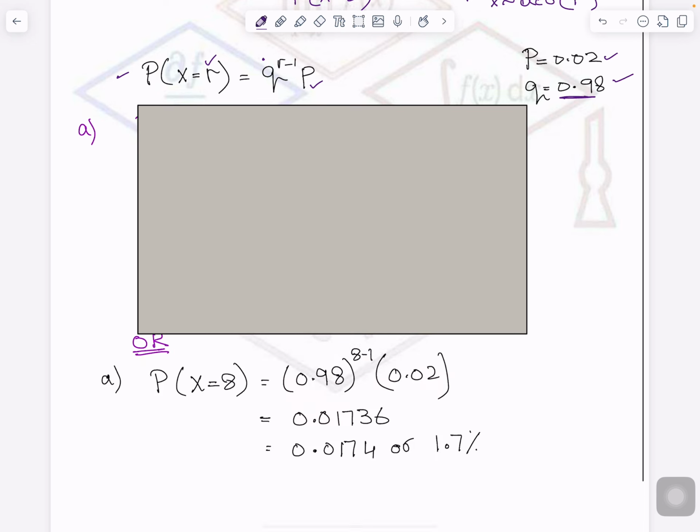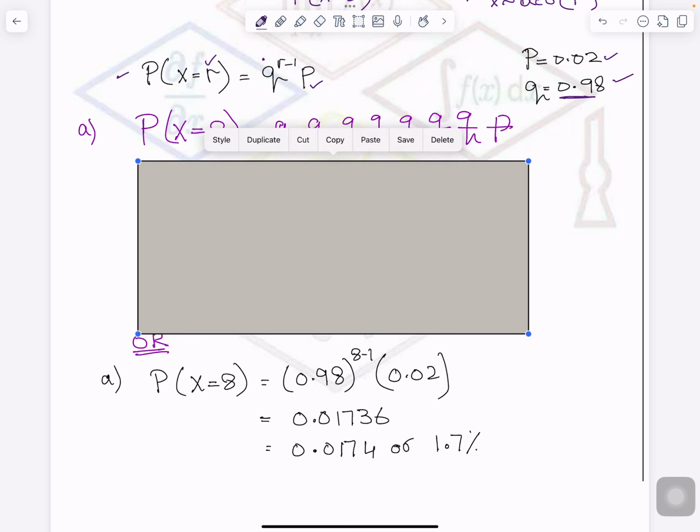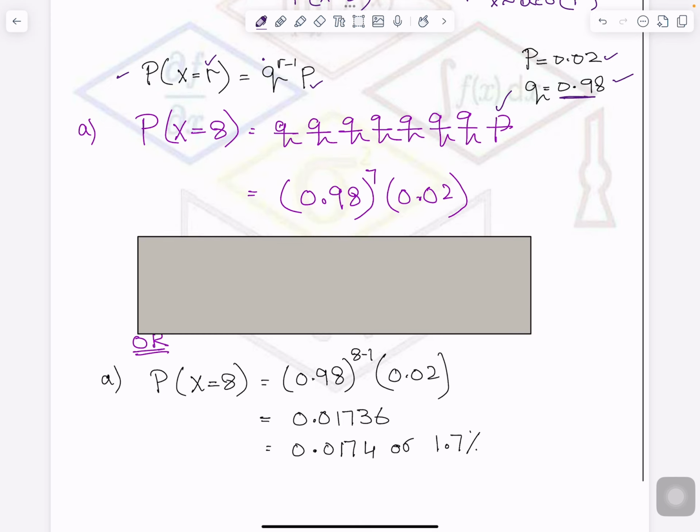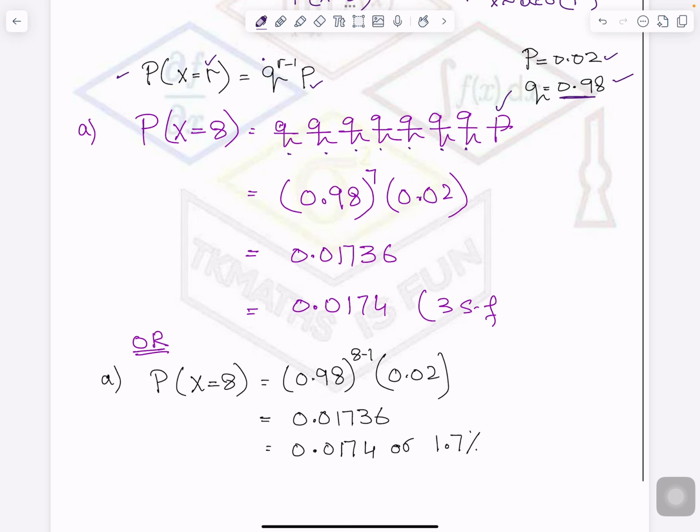Right? This is straightforward. And here is the logic defined to you: the first 7 times it was not defective and the 8th time it was defective. That's why the probability is 0.98 power 7, because of each one of them, and P is 0.02, and finally you get the answer. So both ways are okay and acceptable.